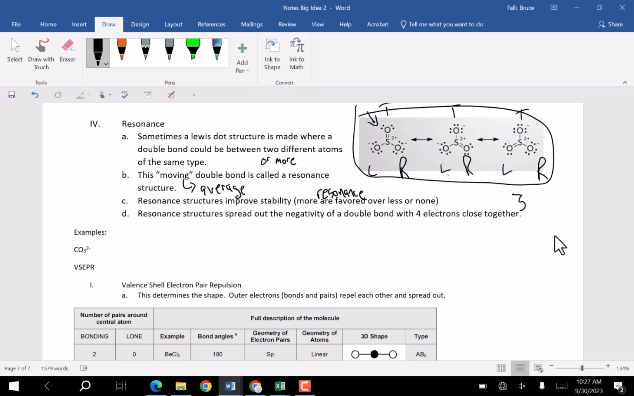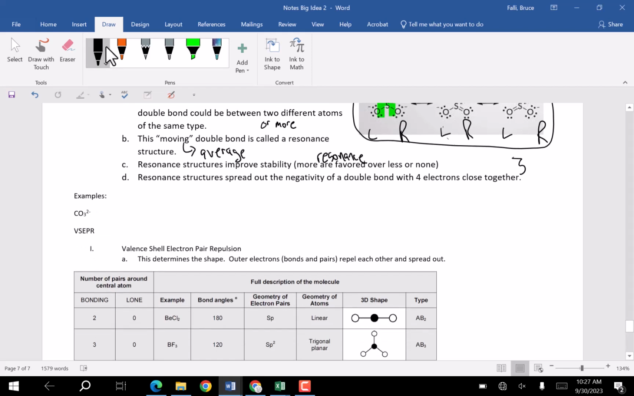Resonance structures spread out the negativity of the double bond with 4 electrons close together. So remember, this is an average. So the electrons aren't concentrated here, concentrated here, concentrated here. They kind of spread over all of it. Okay? So whenever you have a double bond, you should check for resonance structures. So let's just do one and check out the resonance.